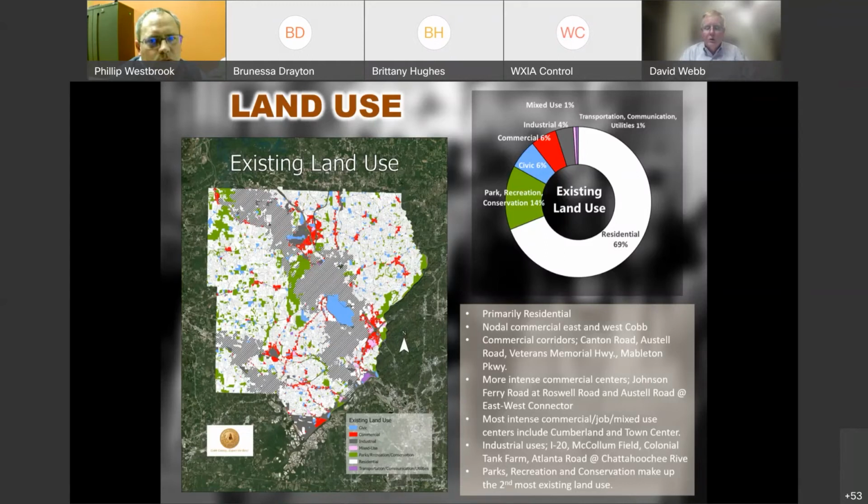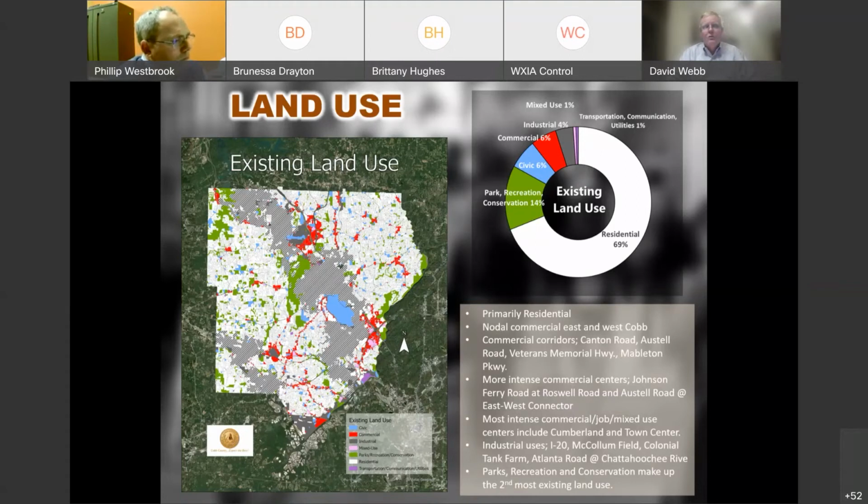Lots of commercial up and down Canton Road, Austell Road, Veterans Memorial Parkway, and also Mableton Parkway, including obviously Cobb Parkway. We have some intense commercial centers around the Johnson Ferry Road area, Merchants Walk area, and Austell Road and East-West Connector. The most intense commercial uses are found in the Cumberland and Town Center area.